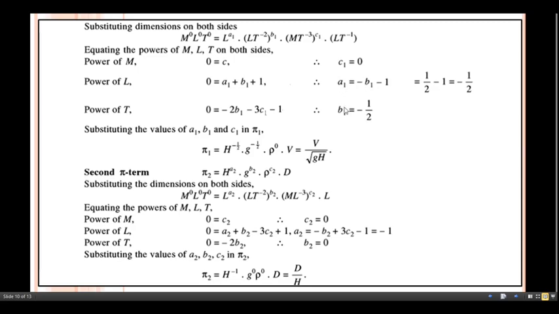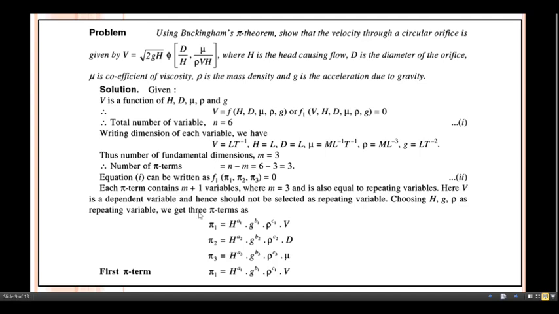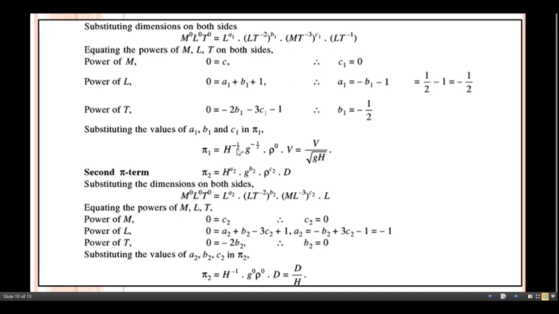So once we get the values for a1, b1, c1, come back to the pi1 term. Pi1 is already with us. Substitute a1 as minus 1/2, b1 as minus 1/2, and rho is raised to 0 because the c1 value is 0, into v. From this we can get the value for pi1. Pi1 is nothing but v raised to the half term, so we can simply write it as v divided by the square root of g into h.